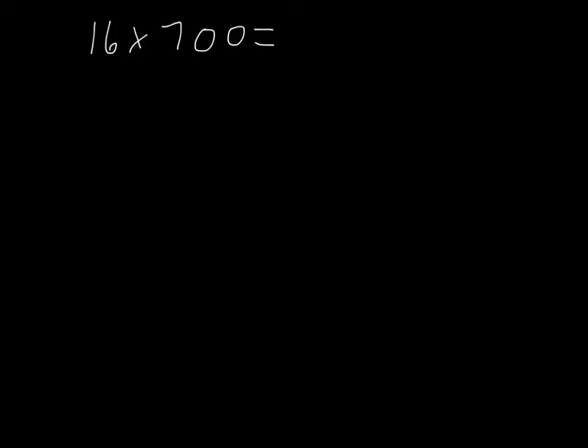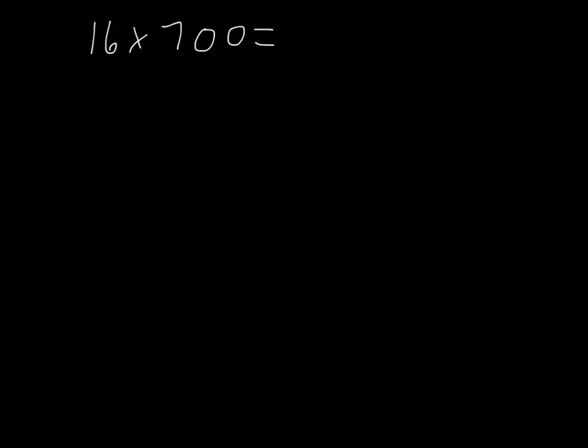Okay, now I want to take some time to look at what happens when we multiply by a multiple of 10, 100, or 1,000. And so this problem is 16 times 700. Now earlier we've done a number like 16 times 100, and we know that 16 times 100 would just be 1,600. We would just add 2 zeros. But the only difference now is 700 is not just 100, but it is 700s. It's a multiple of 100.